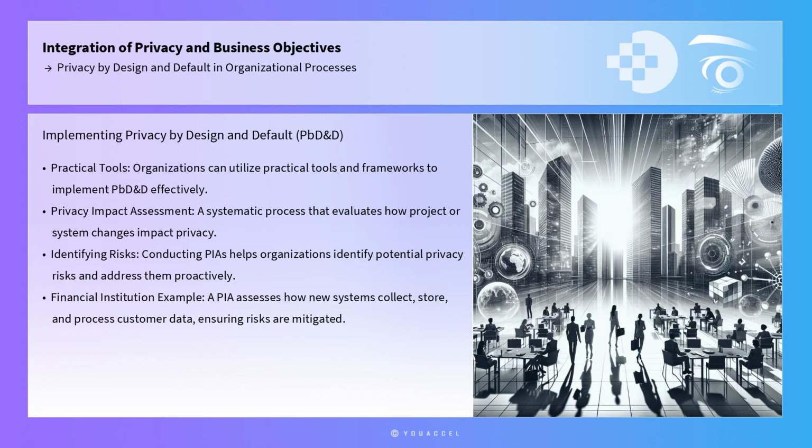To effectively implement PbDD, organizations can utilize various practical tools and frameworks. One such framework is the Privacy Impact Assessment, a systematic process that evaluates how project or system changes impact privacy. By conducting PIAs, organizations can identify potential privacy risks and address them proactively. For example, a financial institution implementing a new customer relationship management system might use a PIA to assess how the system collects, stores, and processes customer data, ensuring that privacy risks are mitigated before the system goes live.